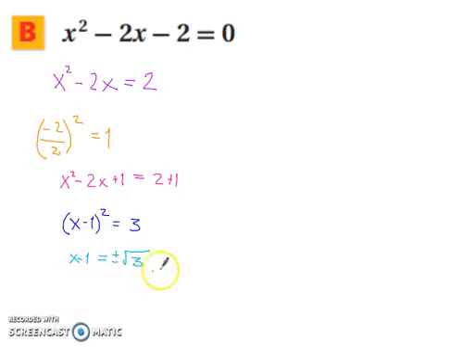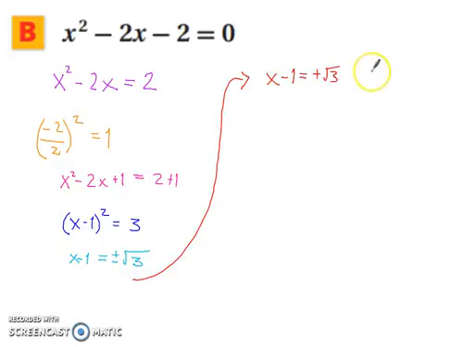And now we can rewrite. I'm going to move it up to the side of the screen so it's easier to see. So now we have x minus 1 equals a positive square root of 3, and x minus 1 equals a negative square root of 3. And then we're going to solve for x.